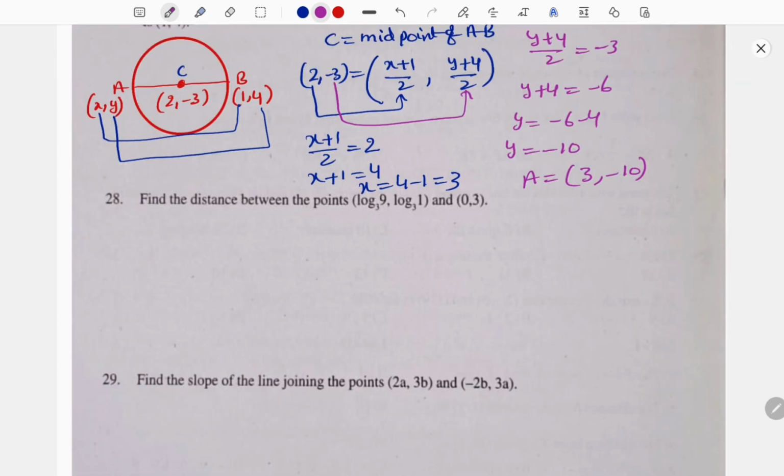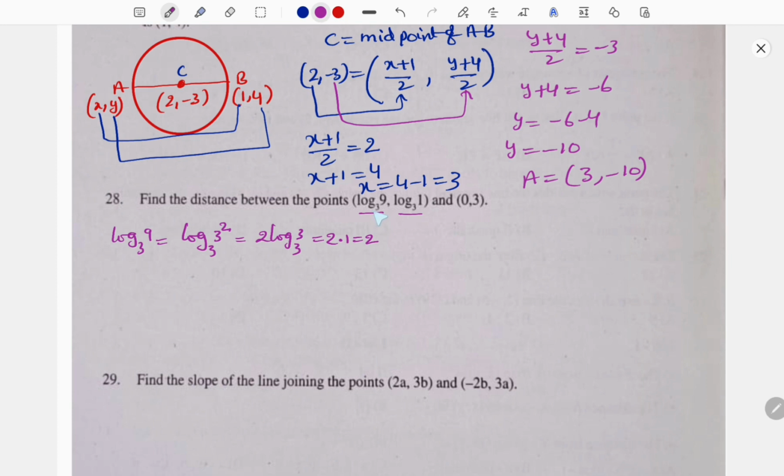Okay Nanna. Now the 28th question: find the distance between the points. You know 0 comma 3, this is okay. What about the other one? Here log 9 base 3, log 1 base 3. You know the log 1 value is 0. What about log 9 base 3? log 9 can be written as 3 square, so log of 3 square to the base 3. Here we can use log a power m equals m log a, so that is equal to 2 into log 3 base 3, value 1, so that is equal to 2.